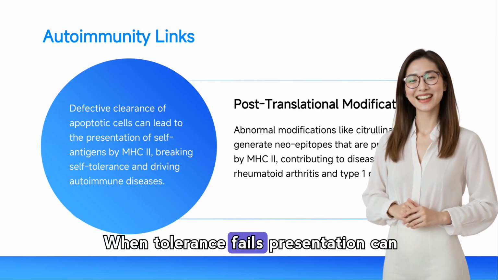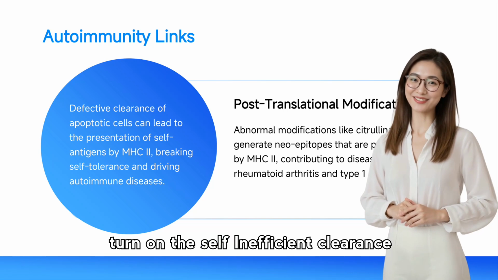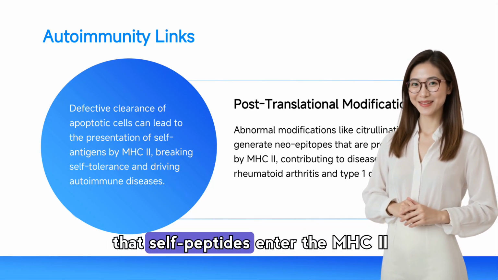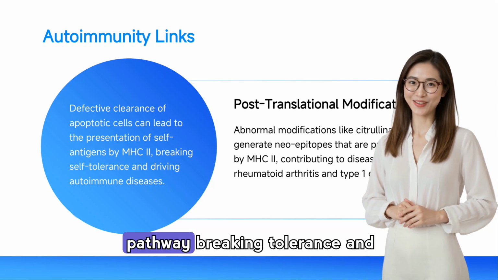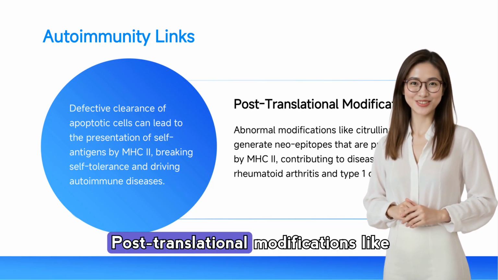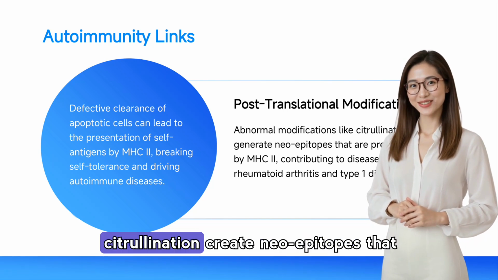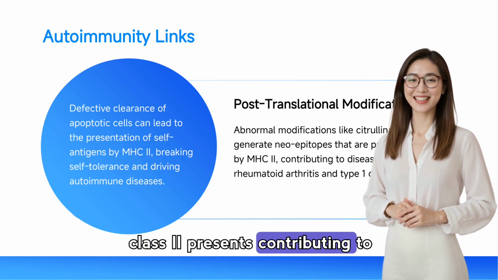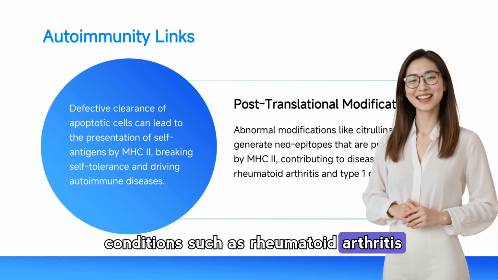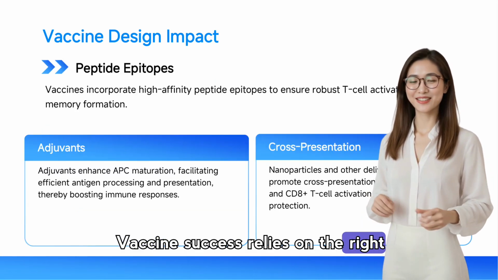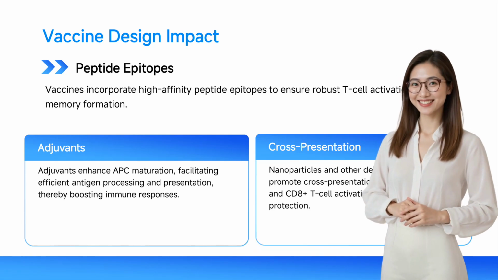When tolerance fails, presentation can turn on the self. Inefficient clearance of dying cells increases the chance that self-peptides enter the MHC-II pathway, breaking tolerance and fueling autoimmune disease. Post-translational modifications like citrullination create neoepitopes that Class II presents, contributing to conditions such as rheumatoid arthritis and type 1 diabetes.